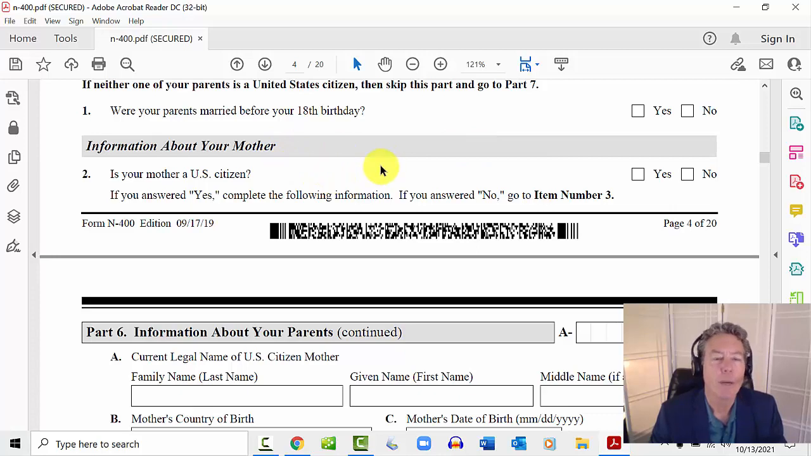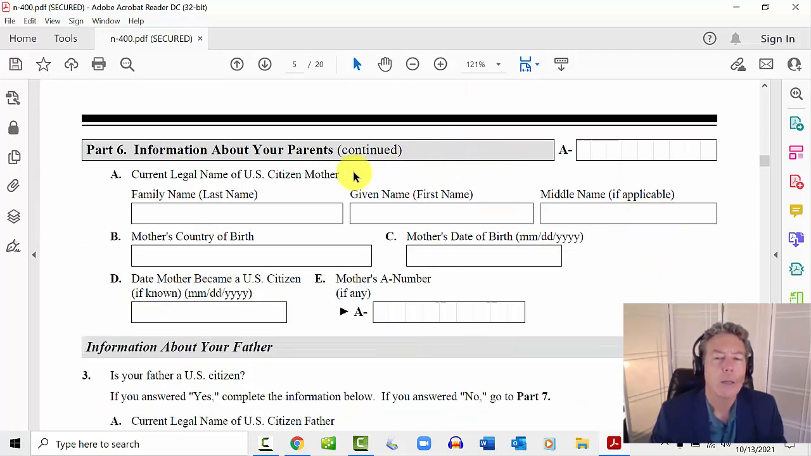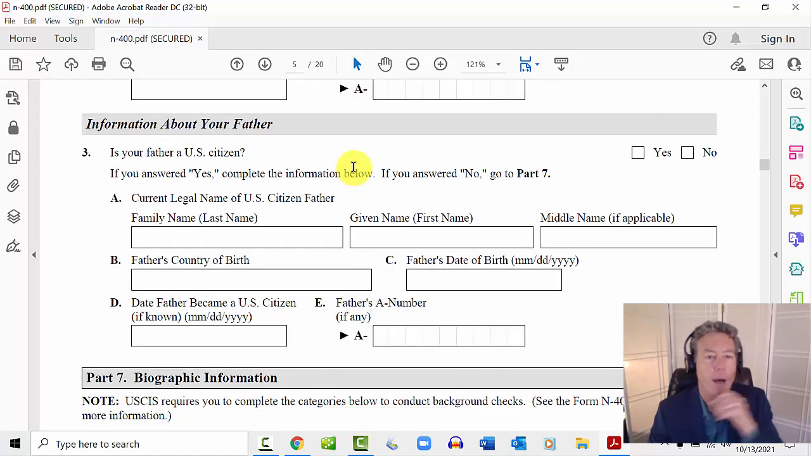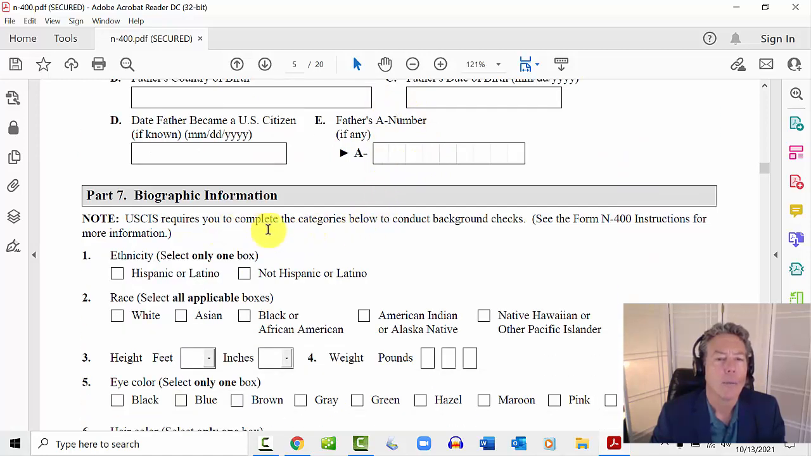Information about your mother. Is your mother a U.S. citizen? Yes or no. If yes, she is a U.S. citizen, complete the following information. If no, go to 3. Okay, so then you're going to go fill all that out. Same thing with father. If he is a citizen, complete the information, blah, blah, blah. If not, go to part 7. Categories below to conduct background checks.